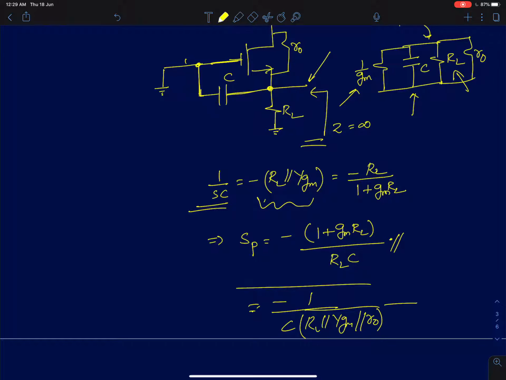So this is the value of the pole, and we derived the expression for the 0 in the previous lecture. That happens to be at minus Gm by C. So your current doesn't go to 0 at that point. So this is actually a real pole.